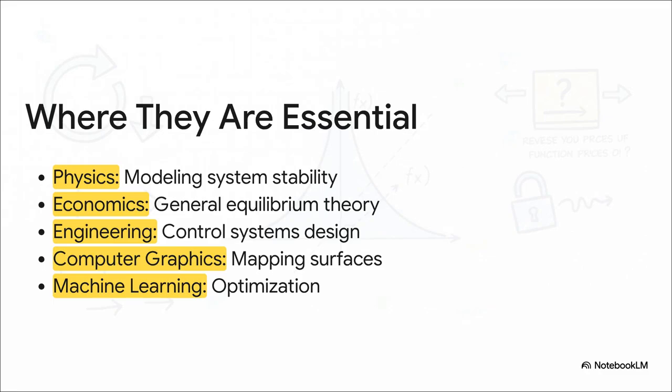And their fingerprints are everywhere. Seriously, in physics, they're used to model if a system is stable or if it's going to fly apart. In economics, they prove that a price exists where supply equals demand. Engineering, control systems, computer graphics, mapping textures onto complex 3D models. Even in machine learning, these ideas are at the very heart of how we optimize algorithms.